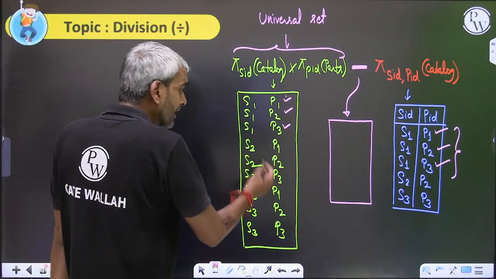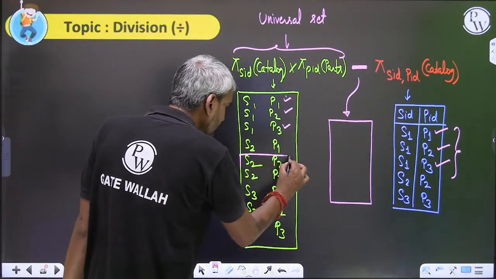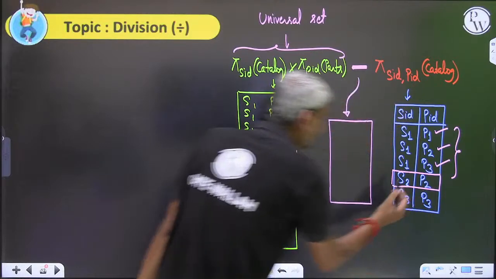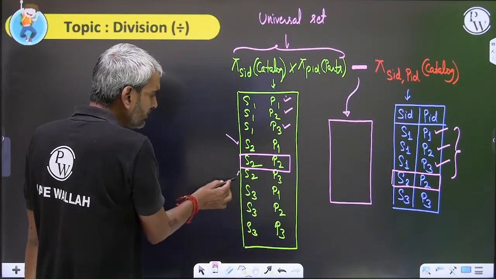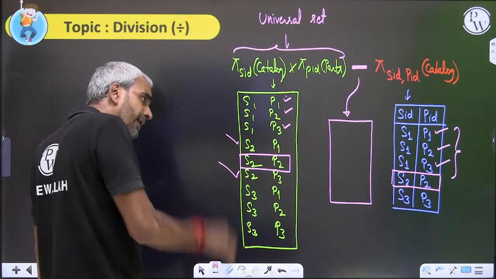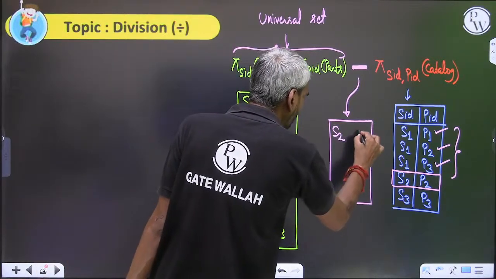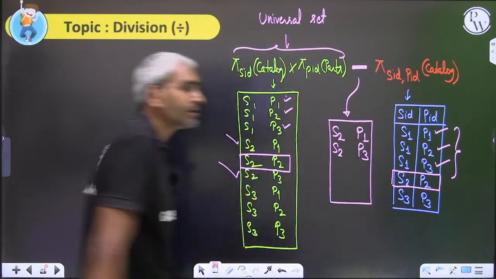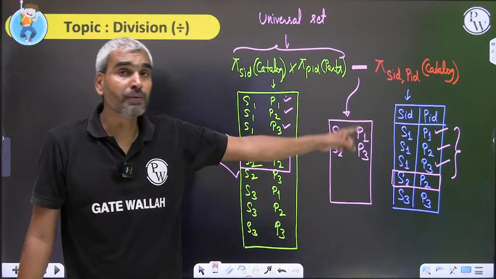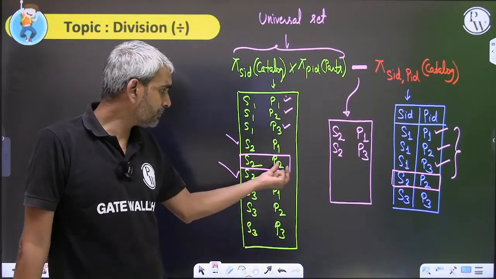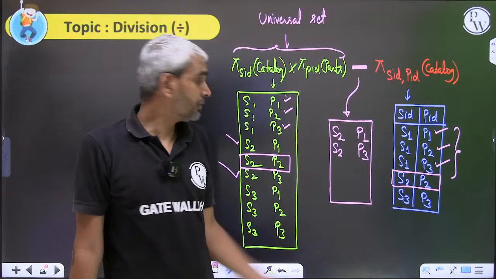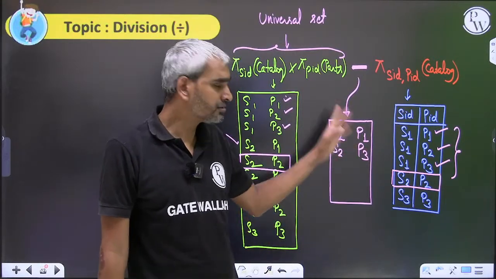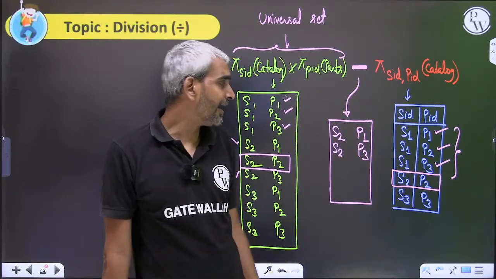Now, S2 has supplied part P2. So the information about S2 P2 will be subtracted, and the information S2 P1 and S2 P3 related to supplier S2 will remain after this subtraction. So you will have S2 P1 and S2 P3. Please try to understand, supplier S2 has supplied P2, but S2 did not supply P1 and did not supply P3. Yes or no?